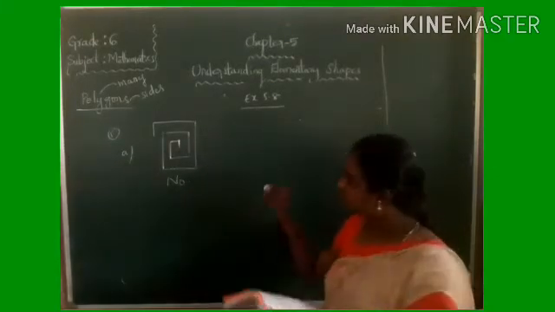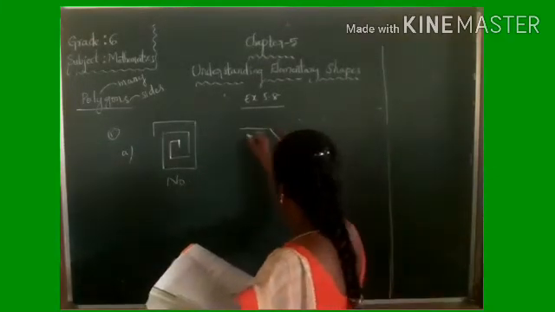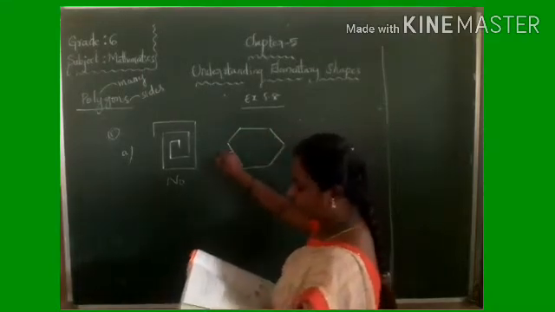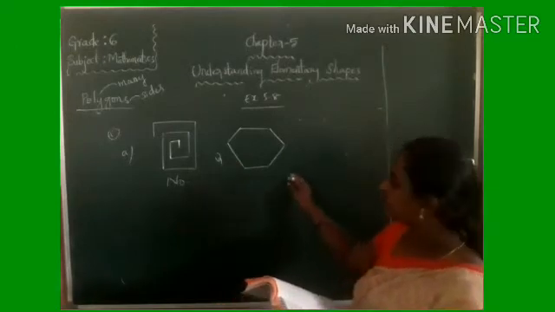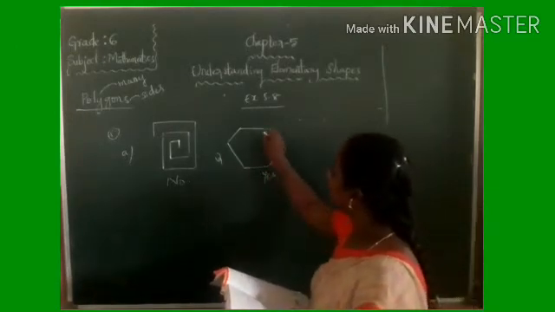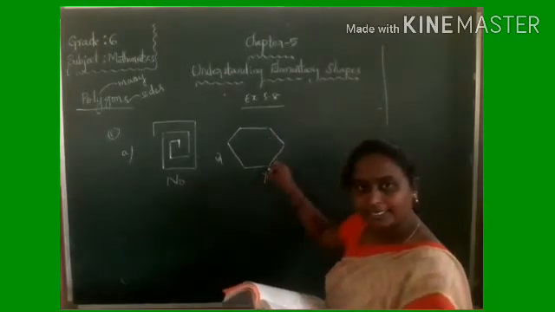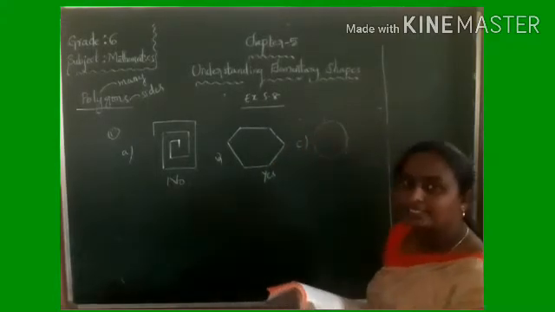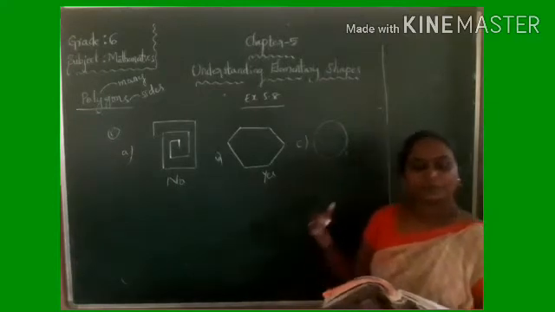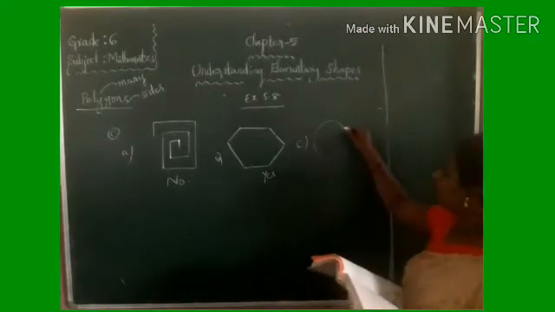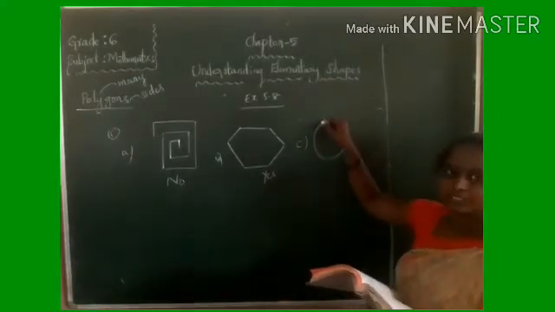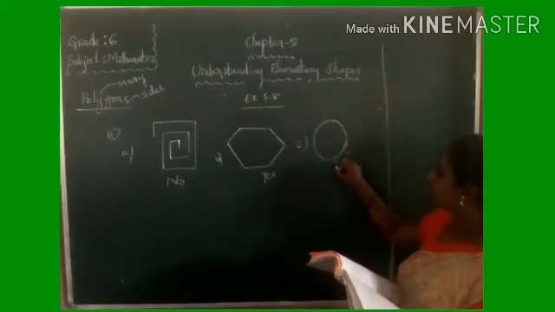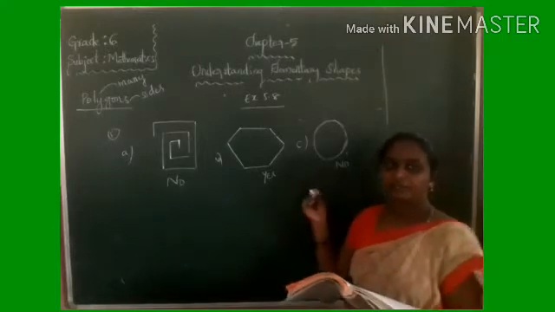Second one. Second figure, observe. Tell me, is it a polygon? Yes, it is a polygon. Why? Because it is a closed figure made up of line segments. Right. Third one is a circle. Is a circle a polygon? No, it is a curve. Okay. So it is a closed curve, but it is not made up of any line segment. So that's why it is not a polygon.